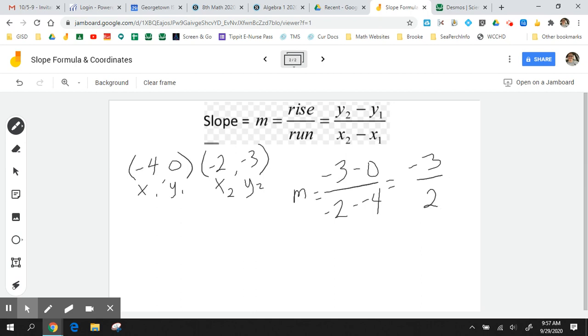And why I'm keeping it a fraction? Because remember, when I go to graph it, I can go down 3 and over 2. Or if it was a positive answer, I would go up the amount of times it says, and then I'd go over. So I'm going to give you on the next one a problem to solve.